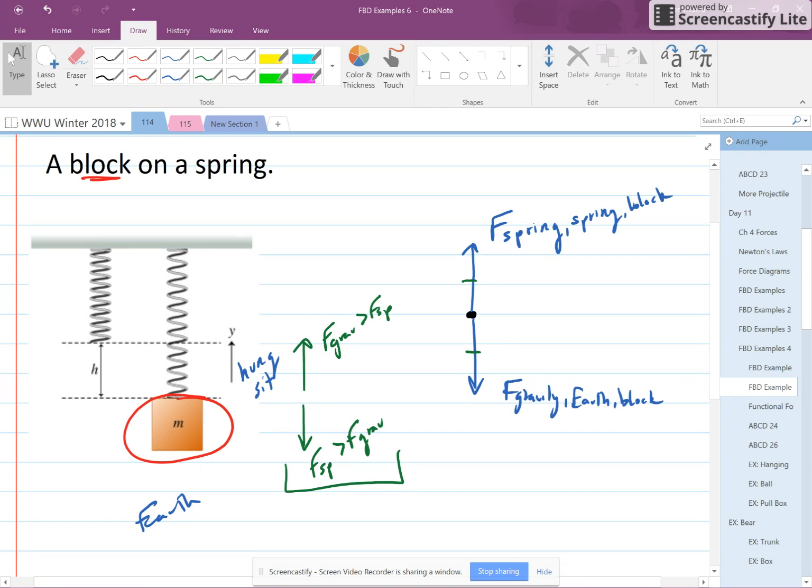So for this block, just two forces, F spring and F gravity, and if it's simply sitting there static, then those two forces should balance.